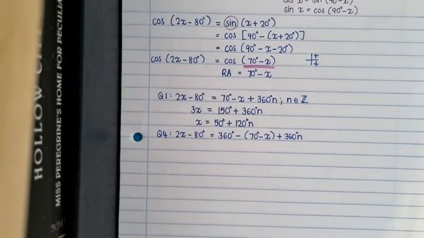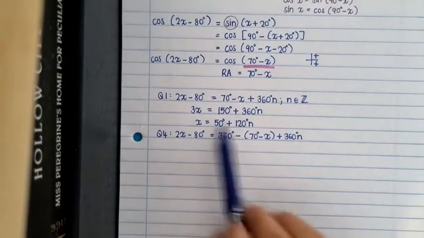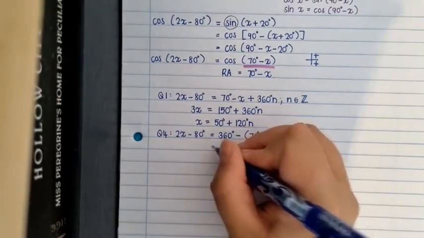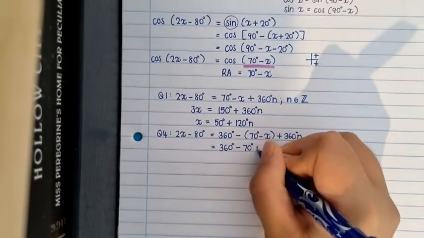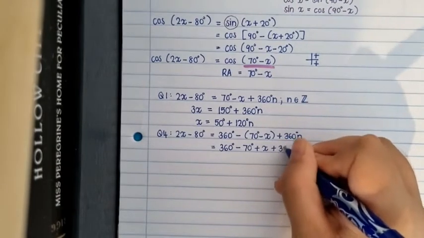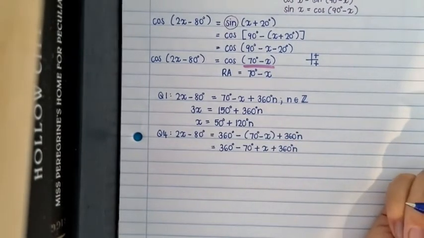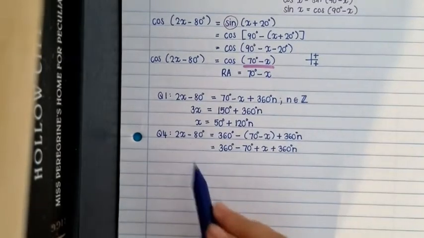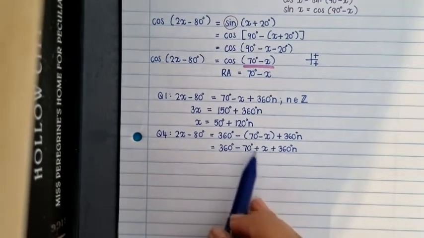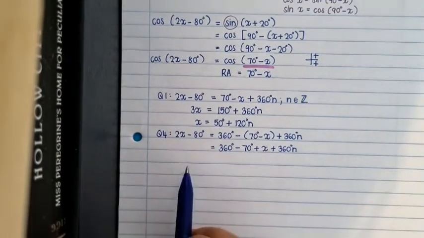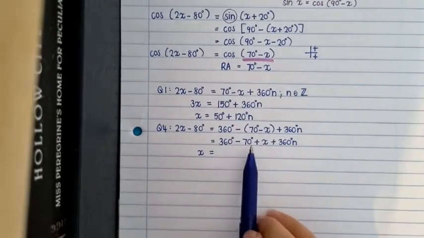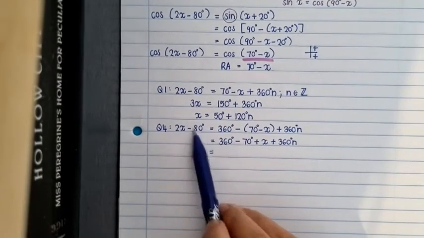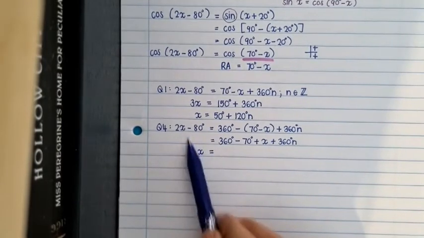All right, before I start moving things around, I'm going to multiply these brackets out. So I'm going to leave that side as it is. I'm going to do 360 minus 70 plus x plus 360n, like that. Now I can move all the x's to this side and all the numbers to the other side. So I have a 2x. Here I have a plus x. When I move this plus x, it becomes minus x. And 2x minus x is just x. 360 minus 70 is 290 degrees, but now I must add this 80 degrees that's coming from that side. So 360 minus 70 is 290 plus 80 is 370 plus 360n.